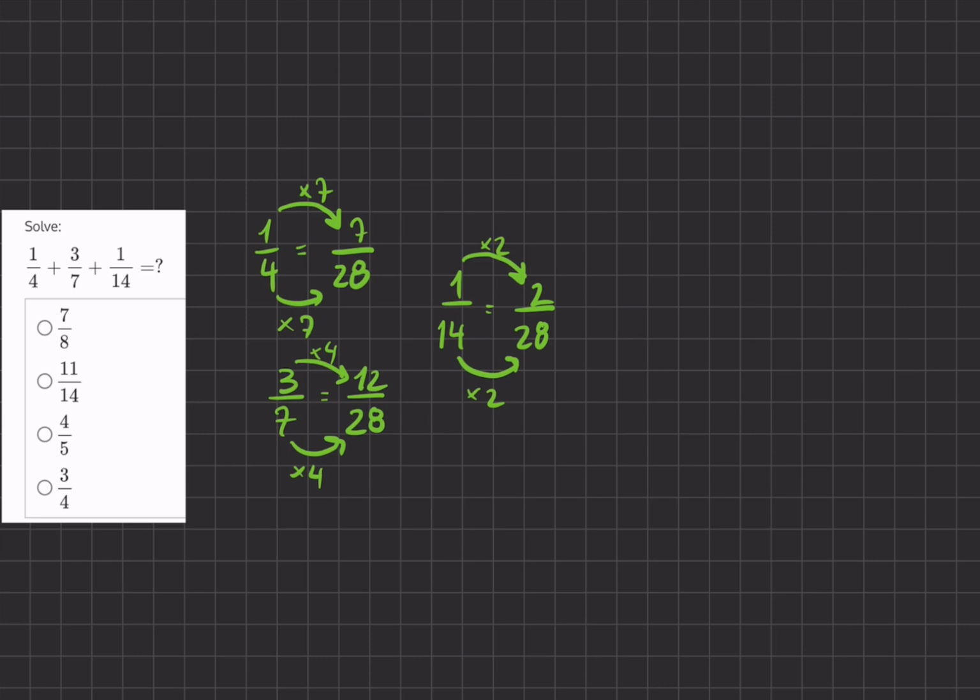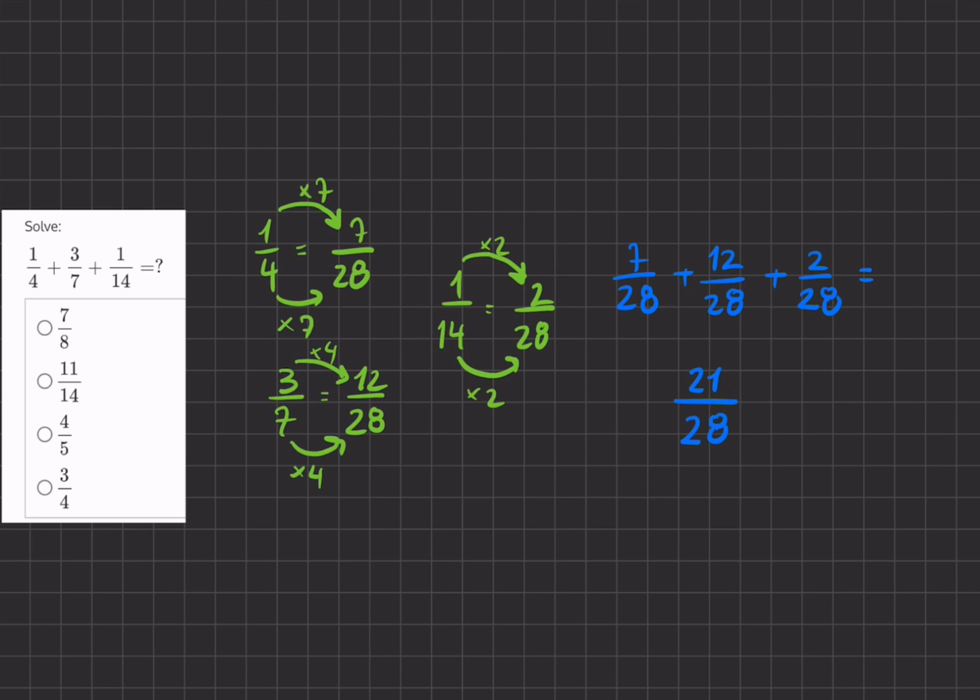Now, we can add all of our fractions together. We have 7 over 28 plus 12 over 28 plus 2 over 28. Now, when we add these, we just have to add all of the numerators together to get 21. And we keep our common denominator of 28. Now this fraction is our final answer, but it's not in simplified version yet.